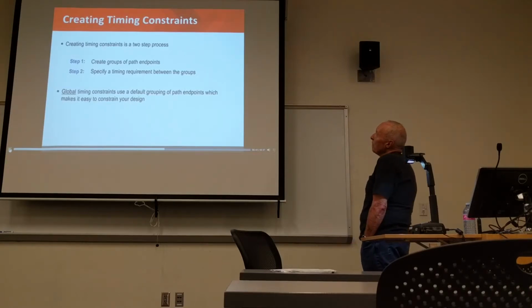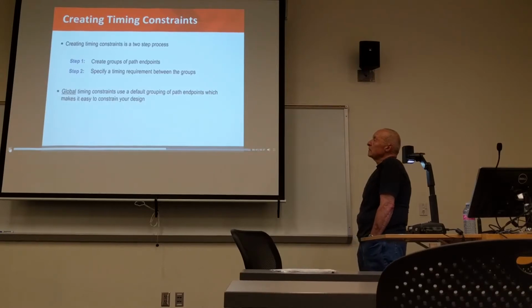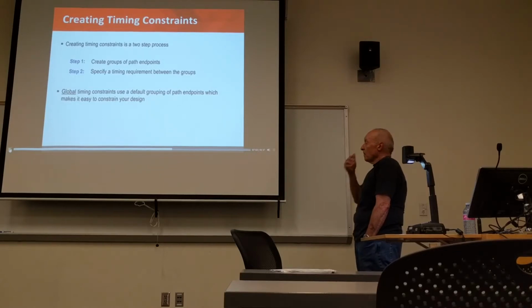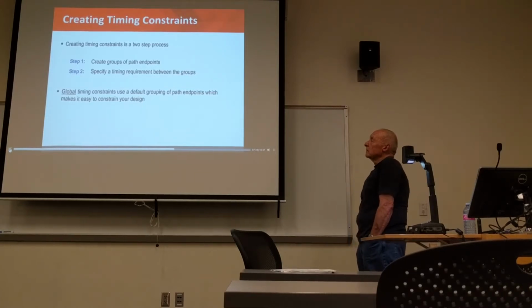Once path endpoints are grouped, and these are grouped easily by global timing constraints, the next step is to specify a timing objective between the groups. Global timing constraints are easy to make because they save you from grouping path endpoints. This means you don't have to be specific about which path endpoints are part of a specific group. As you will see, that is because global timing constraints group elements based simply on the clock signal that is connected to those synchronous elements.